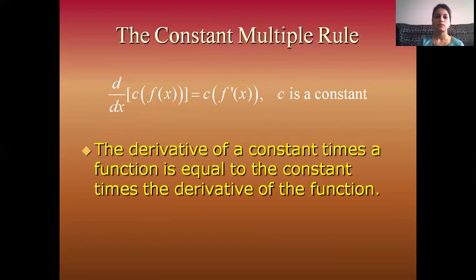Next rule, the constant multiple rule. Here, apply the derivative with respect to x on c into f of x. c is the constant and f of x is any kind of function. So when I apply the derivative with respect to x on c into f of x, c stays outside and we apply the derivative on f of x. So derivative of f of x with respect to x is f dash of x. So in short, the constant multiple rule is d by dx of c into f of x is equal to c into f dash of x. c is any constant.